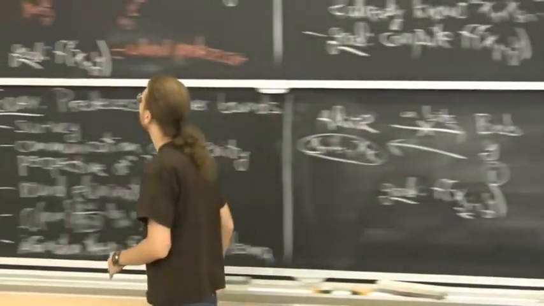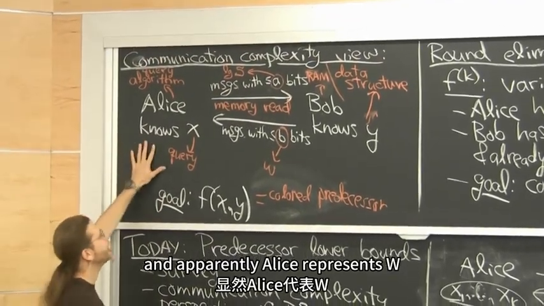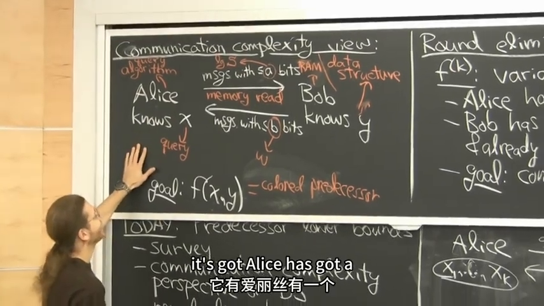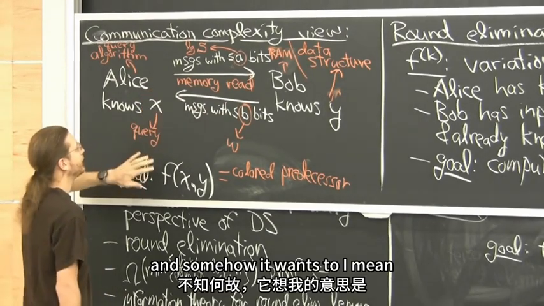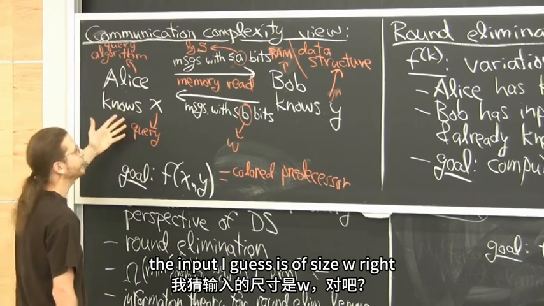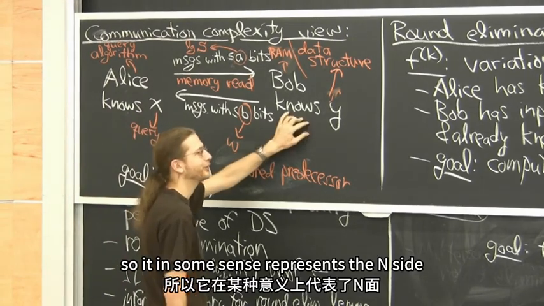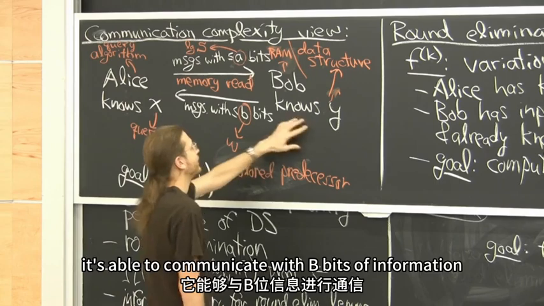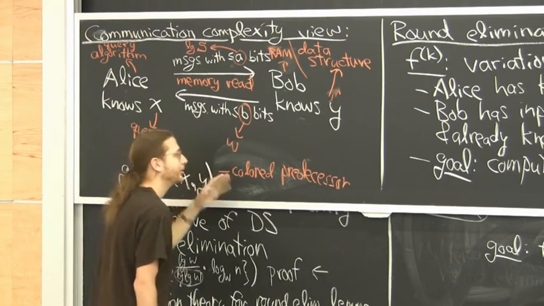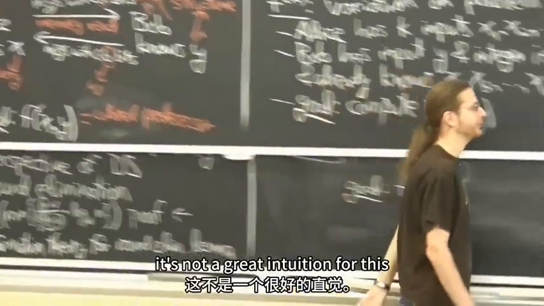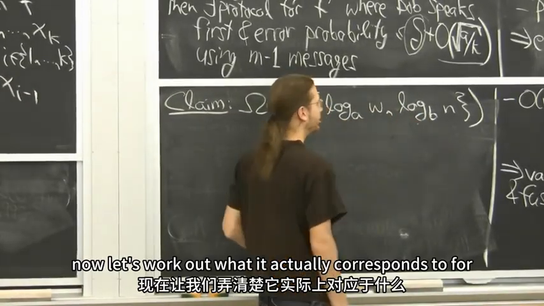Alice, I guess you could, well, I don't know which one represents N. Apparently Alice represents W. Alice has got A bits to communicate to Bob, and the input, I guess, is of size W. That's the query. Bob, on the other hand, knows all the data, so in some sense he represents the N side. He's able to communicate with B bits of information. So log base B of N is somehow enough to communicate N. It's not a great intuition for this, but at least it's nice and symmetric. Now let's work out what it actually corresponds to.